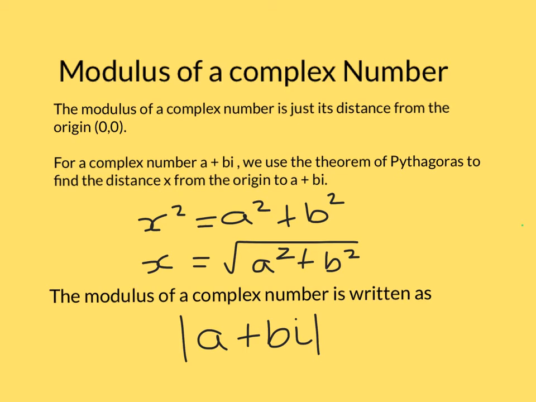Okay, so one other thing you can be asked with complex numbers is what's called the modulus. The modulus of a complex number is just its distance from the origin. For a complex number a plus bi, we use the theorem of Pythagoras to find the distance x from the origin to a plus bi. So using Pythagoras' theorem, we have x squared is equal to a squared plus b squared. We want to find x by itself, so all we do is square root the other side, and that gives us the modulus. And just note that when you're looking at exam questions on this, it's denoted by these lines that we use for absolute value. So that tells us that what they're looking for is the modulus.